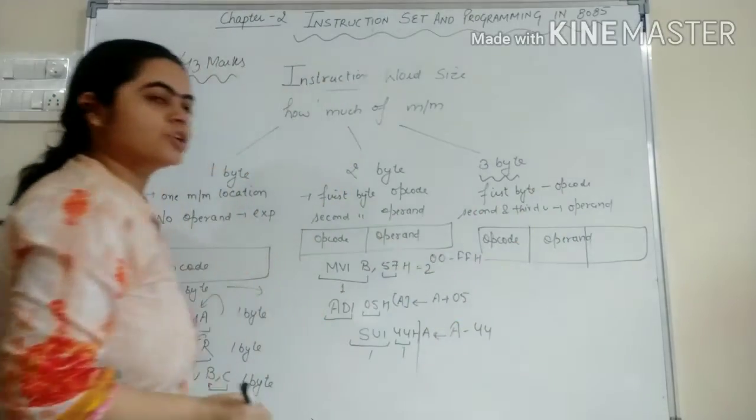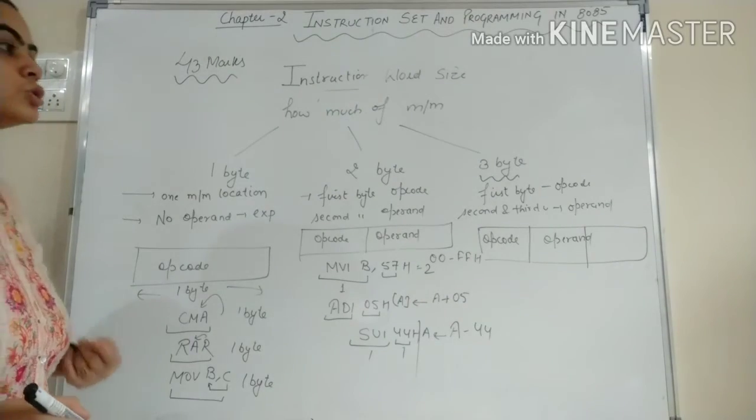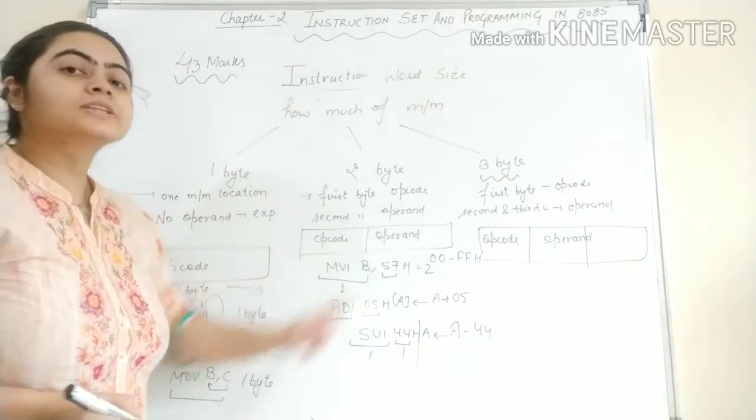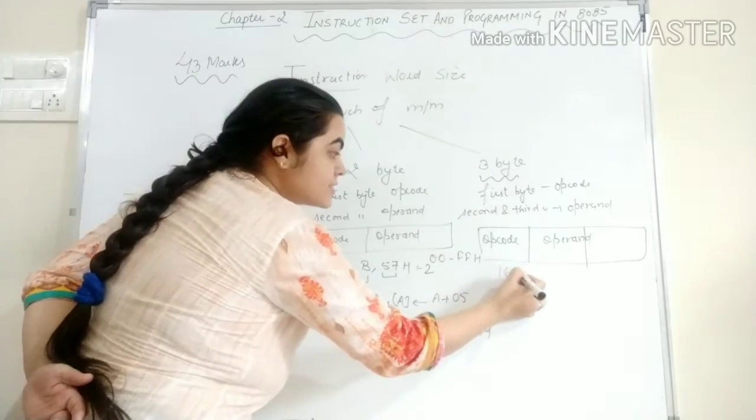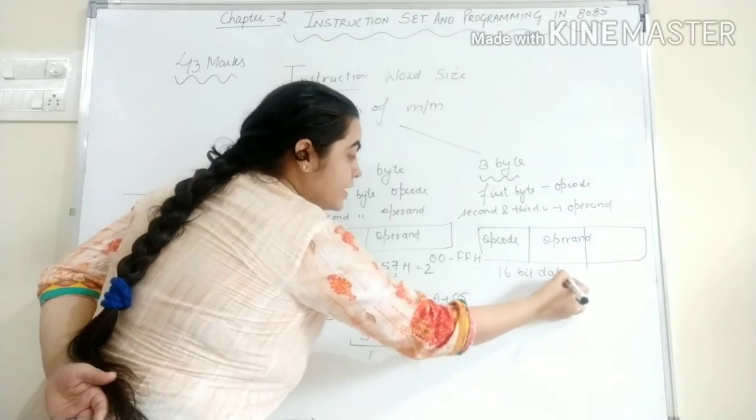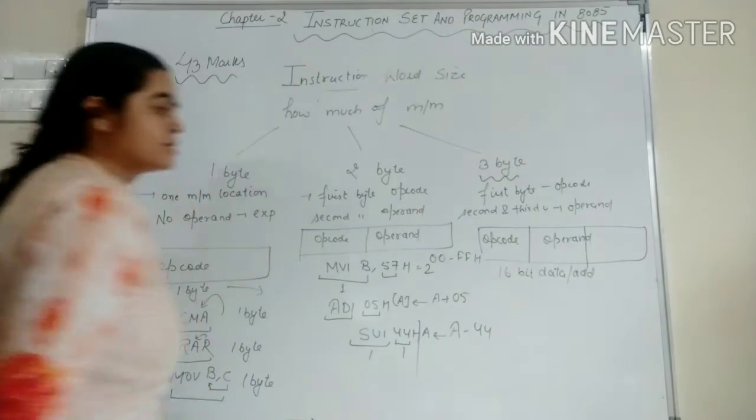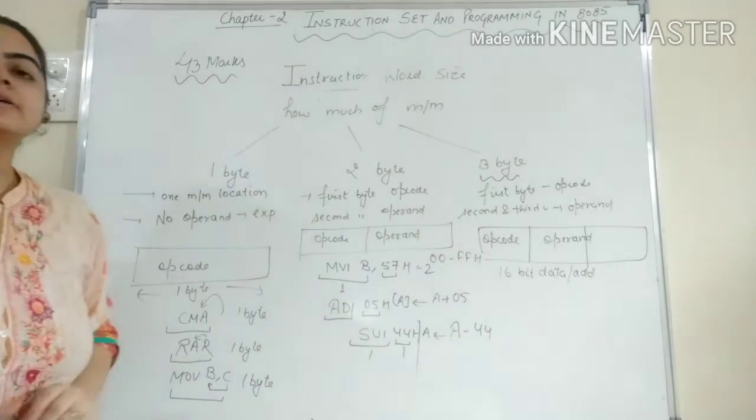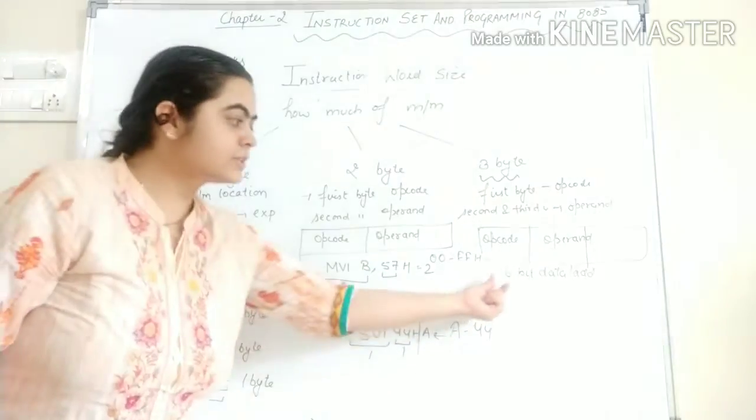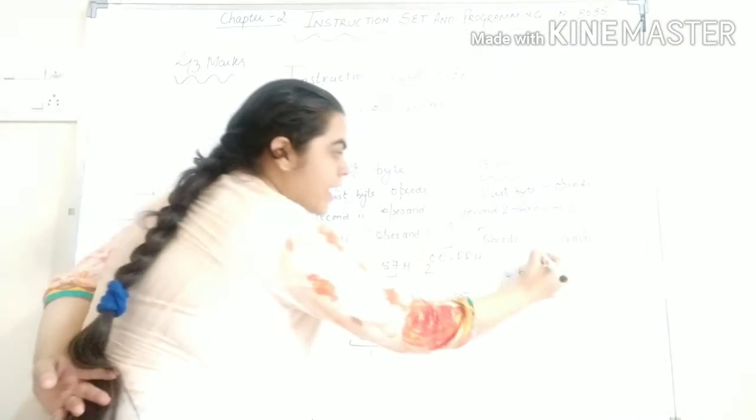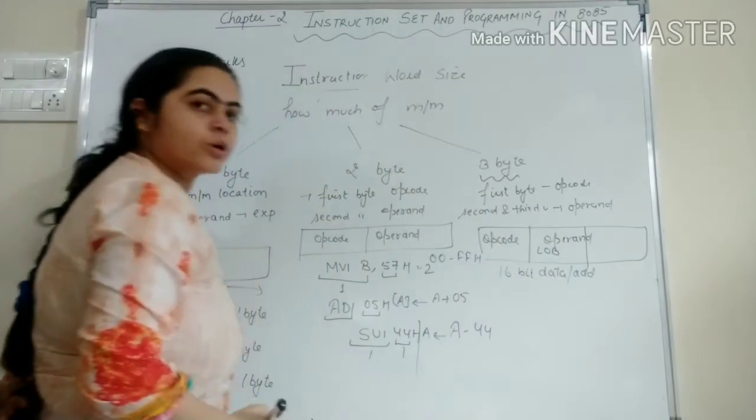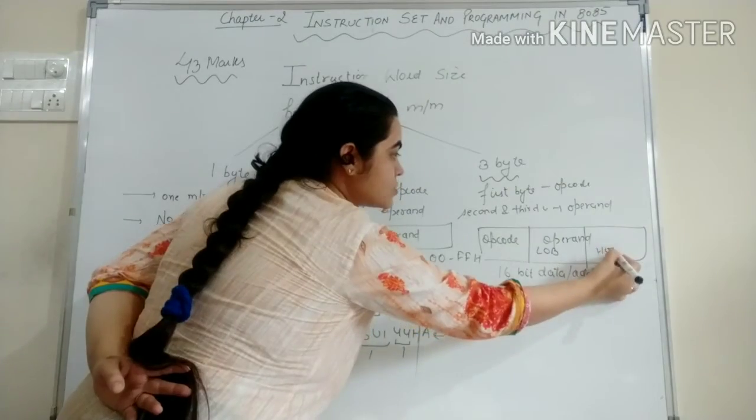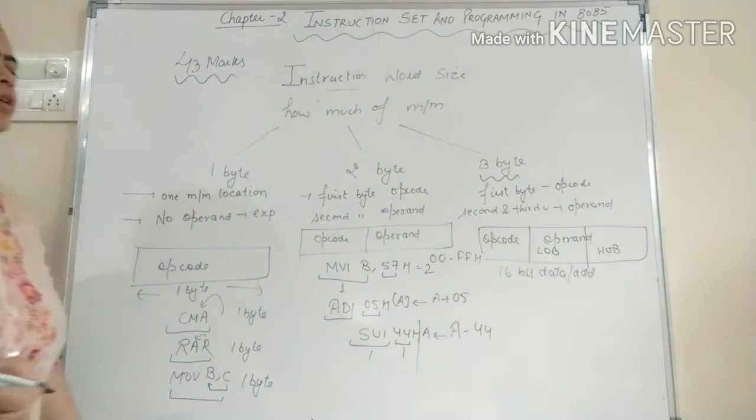So in the second location as well as in the third location, the operand is present. The operand here is either 16-bit data or a 16-bit address. Out of the 16 bits, the lower order byte is stored in the second location and the higher order byte is stored in the third consecutive memory location.